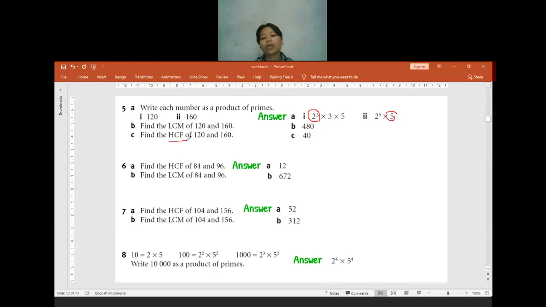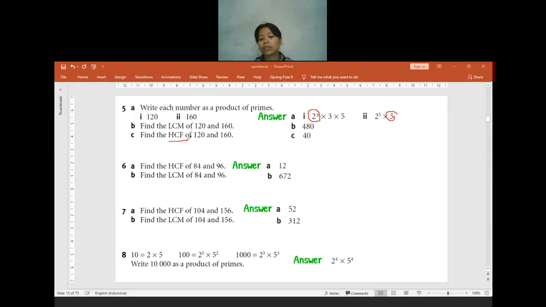Is there anyone who is confused about finding the LCM and HCF? Or maybe I talk too fast and you get confused? Feel free to ask. Anything confusing at question 5? Question 5 was your homework, so I think you can check your answer also. No confusion? Okay. If no one is confused, for number 6, find the HCF of 84 and 96.